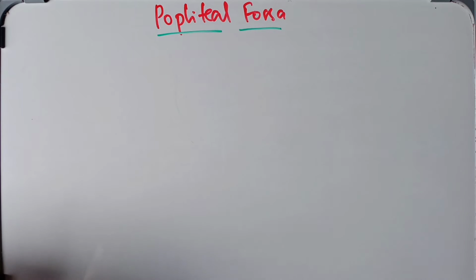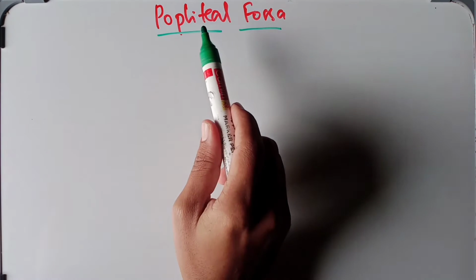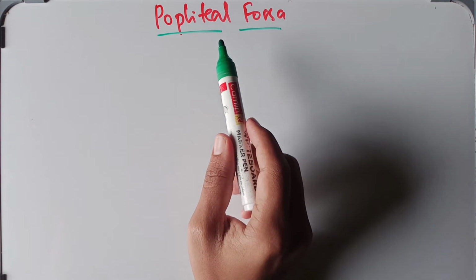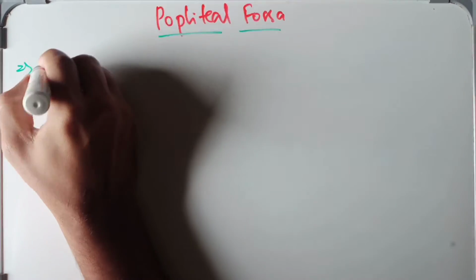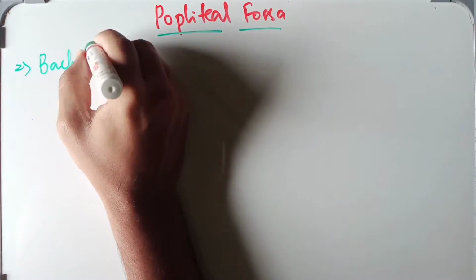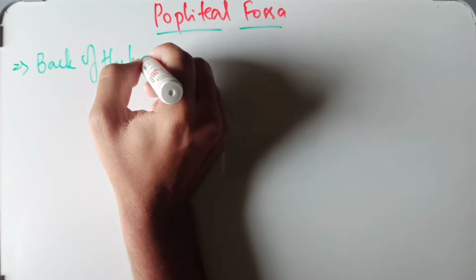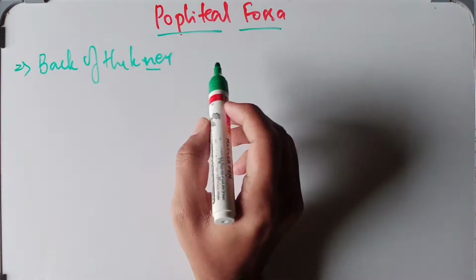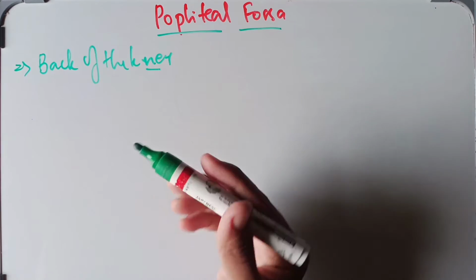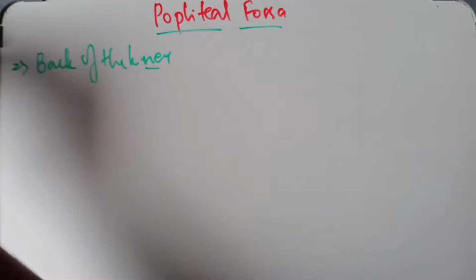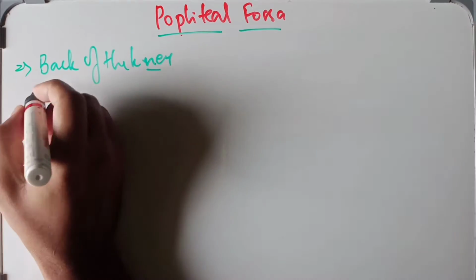So in this video we are going to discuss the anatomy of the popliteal fossa in terms of its boundaries and contents. The popliteal fossa is a hollow shape on the back of the knee. It is an important anatomical region because it provides passage for the main vessels and nerves that pass from the thigh to the leg. Now, moving on to the boundaries of the popliteal fossa.